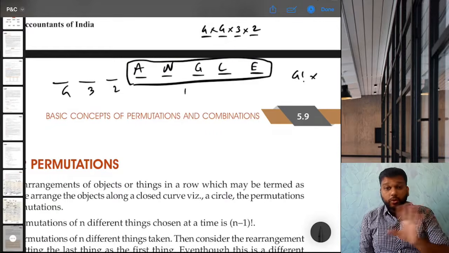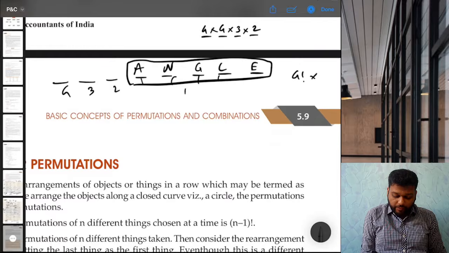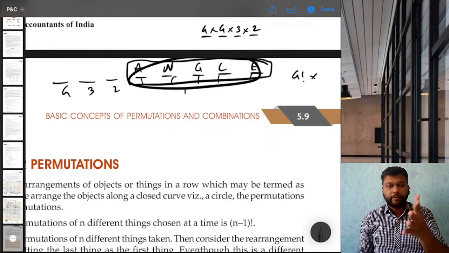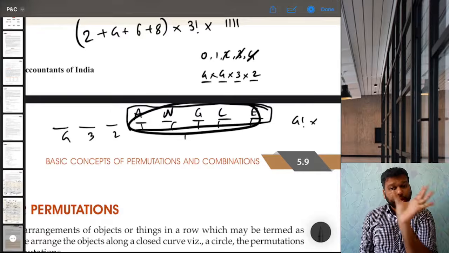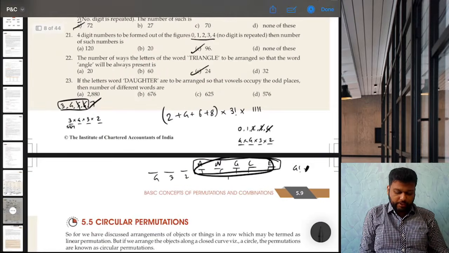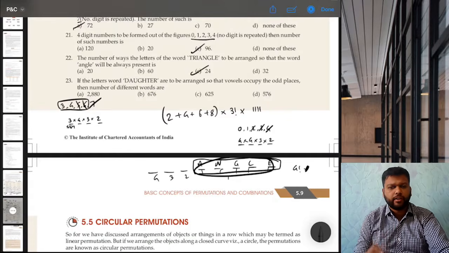And now we should not multiply by 5 factorial for this. Why? Because we don't want to switch angle between itself. We want angle to be present as it is. So 4 factorial is the answer, 24. Option C for question number 22.